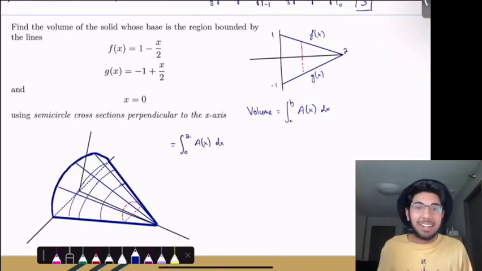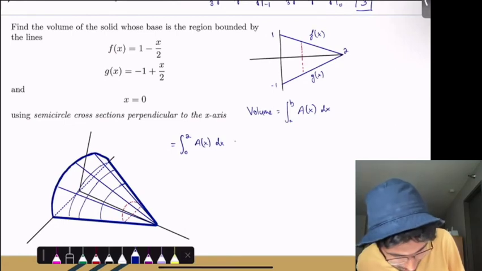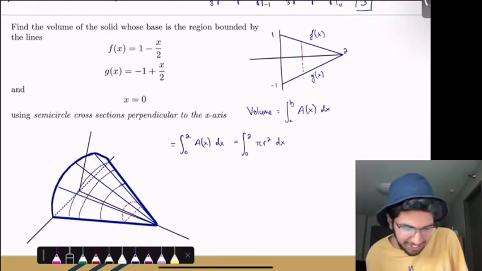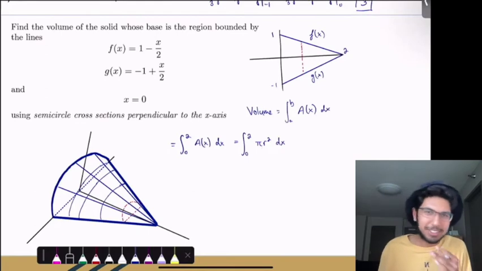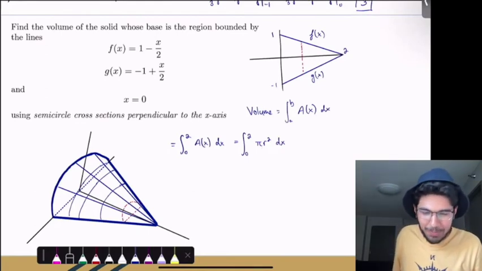But now what's the area going to be? It's not s squared anymore. We're working with a semicircle, so it's pi r squared. Pi r squared dx. And it's not really great to have this r and the x in there, but for the moment being, just let it go, okay?